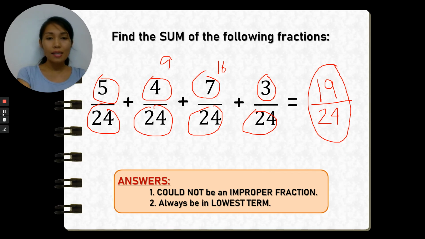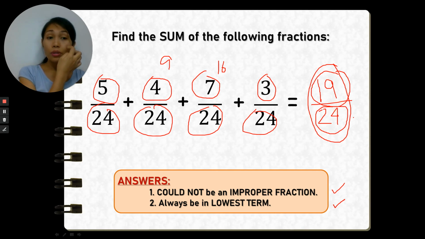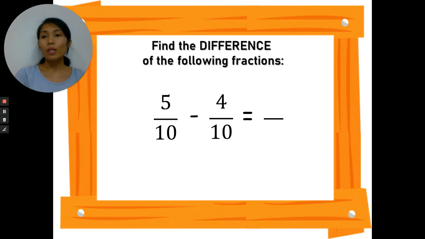24. Okay, is it an improper fraction? No, it's a proper fraction. And is it in the lowest term? Yes, it's in the lowest term. How will you know if it's in the lowest term? We cannot divide any factors. We cannot find any factor that is divisible to 19 and also divisible to 24 anymore. So that's in the lowest term already. All right. Now we're done with addition.